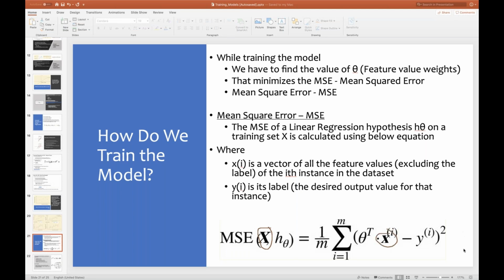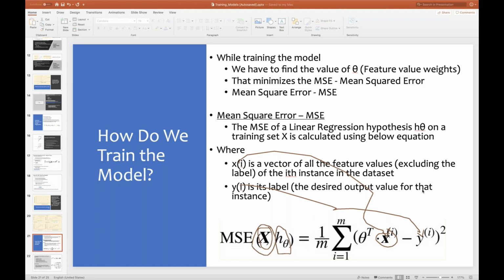Now see here, x of i is a vector. And y is the prediction. And this uppercase X is the matrix. h of theta is the hypothesis function. I told you about this very clearly.